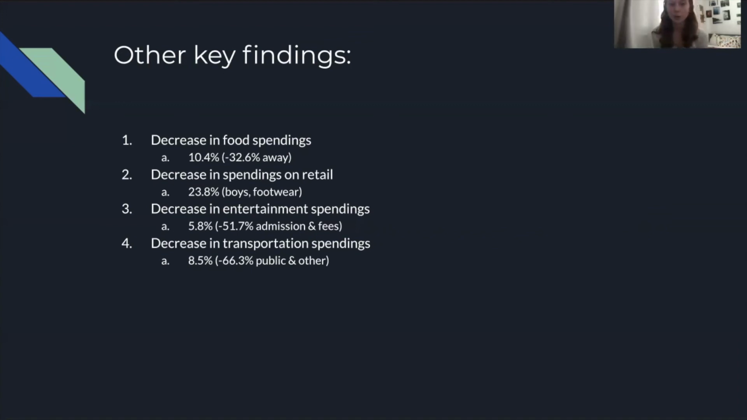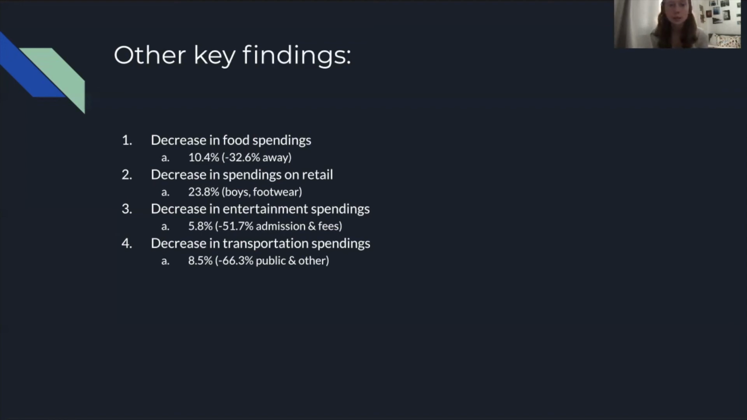You also notice that all of these findings were a decrease. So that's another thing to consider. There was a decrease in spending on retail, a 23.8% decrease. The main decreases were in boys fashion, at around 27%, and then footwear, at around 25%. But on average, it's about a 23.8% decrease in spending on retail. You don't need as much, and you don't do as many things when you're not going out. There's a new school year that started virtually. There's a lot that goes into that.